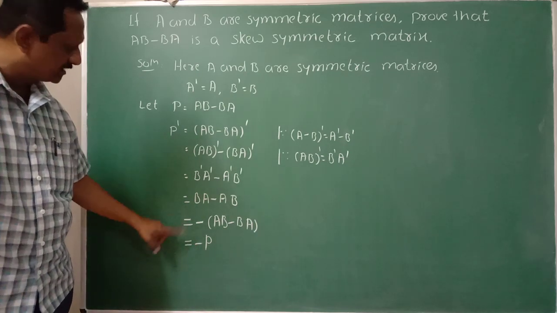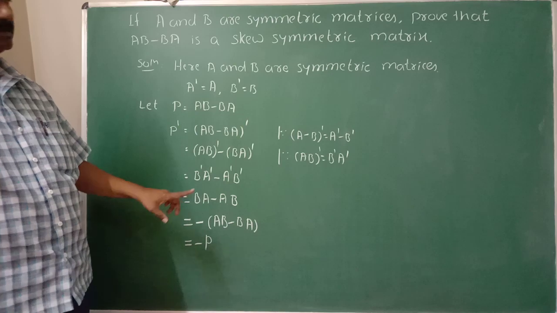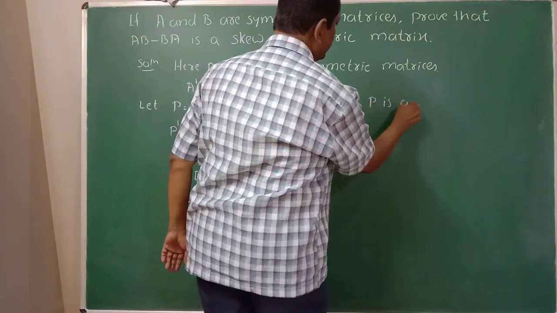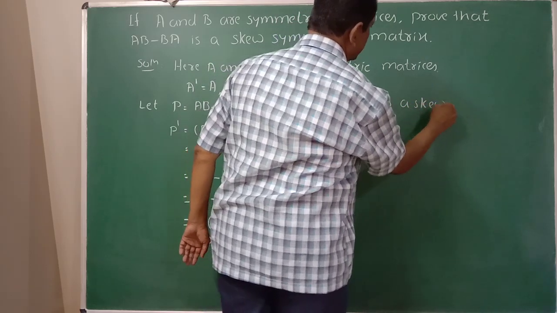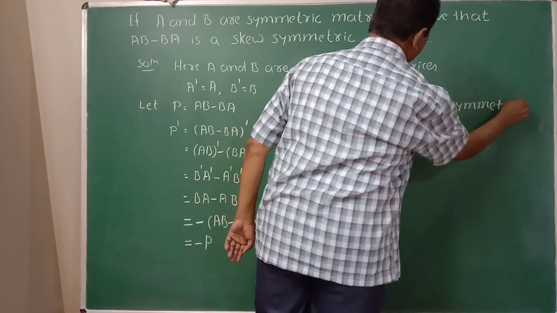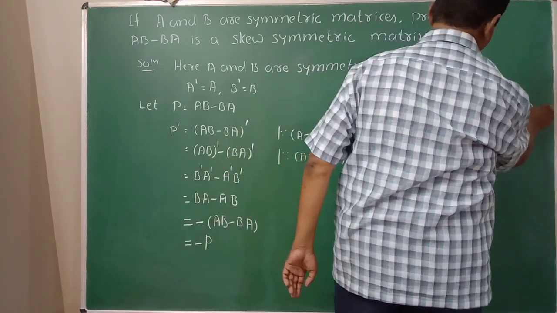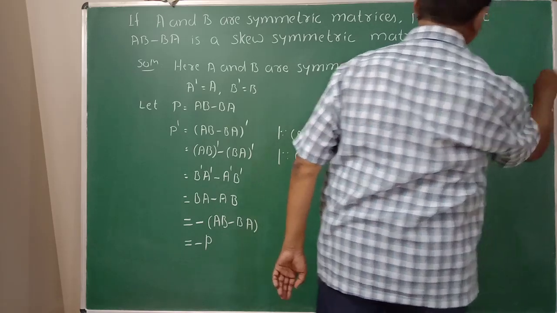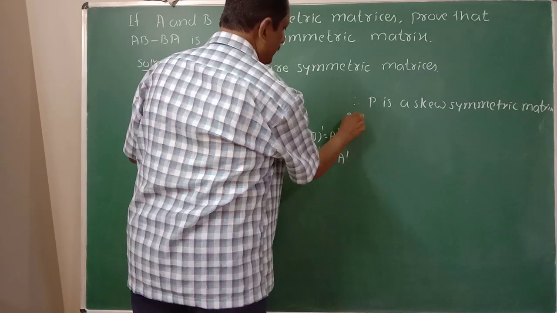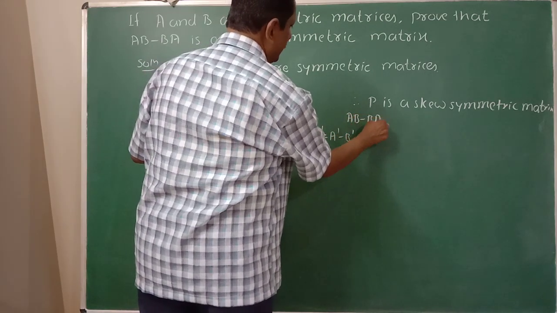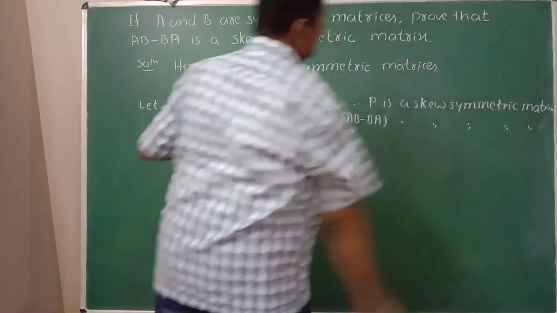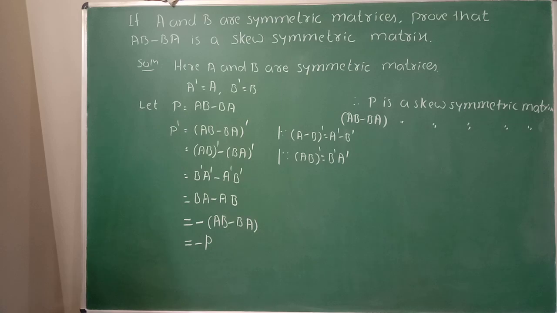If this condition is satisfied, then P is said to be a skew symmetric matrix. Therefore, you can say P is a skew symmetric matrix. But what is P? AB minus BA. Therefore, AB minus BA is a skew symmetric matrix. So this is the proof.